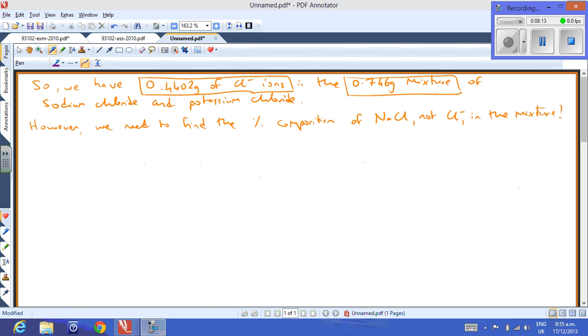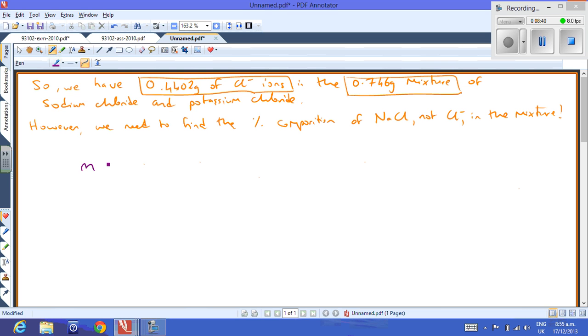Okay, so I've just started a new page, and we've just discovered that we have 0.4402 grams of chloride ions in the 0.746 gram mixture of sodium chloride and potassium chloride. However, we need to find the percentage composition of sodium chloride, not chloride ions, in the mixture. So we're going to write a series of expressions. We want to work out the mass of chloride ions in NaCl, plus the mass of chloride ions in KCl, and let that equal the total mass of chloride ions, which is 0.4402 grams. So that's the gist of it.